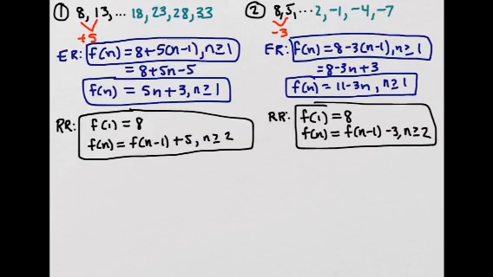So number 2 is very similar. The difference is negative 3. And so you take 5 minus 3, you get 2, and then you keep subtracting 3 to get the rest of them.